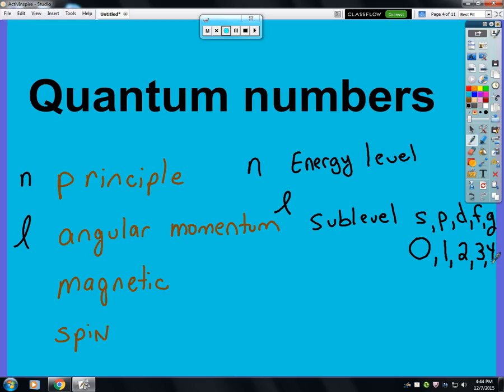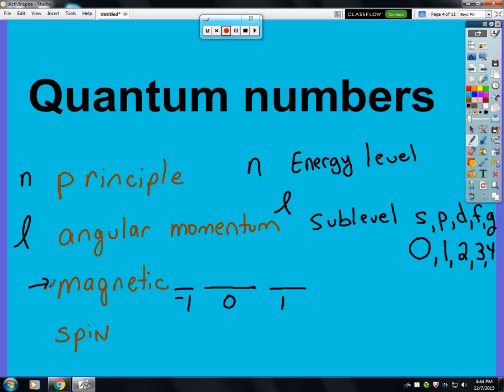Okay? All right, now, magnetic has to do what line I'm on. If I have an S, I only have one spot. So I'm going to call that the 0 spot. We'll come back in a second and talk about this magnetic in a second. What happens when I start adding more lines? Well, this is like a 1 on a number line, and this is like a -1 on a number line. Okay, so we'll come back to this magnetic one in a second.